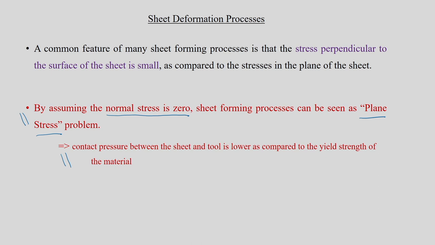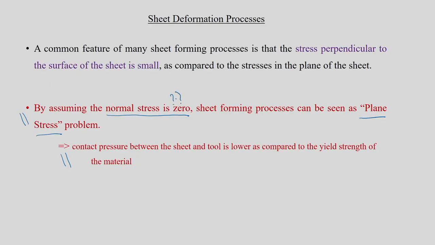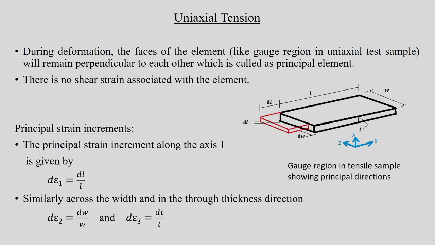So you have a punch, let us say, or a deep drawing tool, any tool, a rigid body, which is contacting the sheet and deforming it. That contact pressure between the sheet and the tool is lower as compared to the yield strength of the material itself. So we can assume that it's a plane stress problem, and we are going to specify the directions in the next couple of slides, and you will understand what it means that the normal stress is 0, which we are going to keep the same throughout this subject. So let's go to the next section.